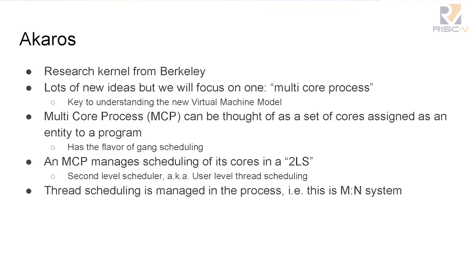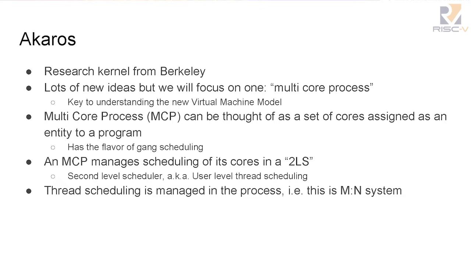ACROS is a research kernel from UC Berkeley. About a year and a half, or almost 2 years ago now, we hired the guys who wrote it, and I had been working with them on it since 2013. And we've continued development of it at Google, just taking a look and seeing what we could possibly do with it. There are a lot of new ideas in ACROS. I'm going to focus on one, which is the multi-core process, because that's key to understanding our virtualization model.